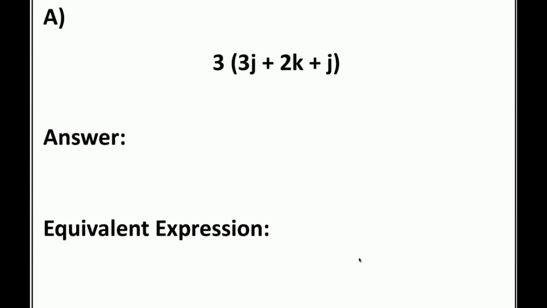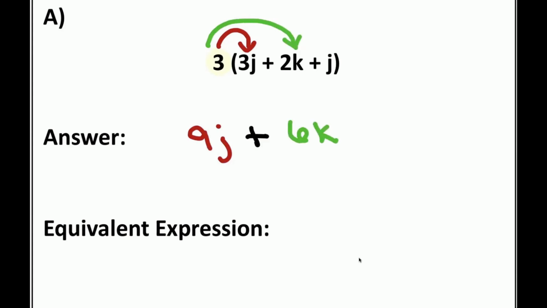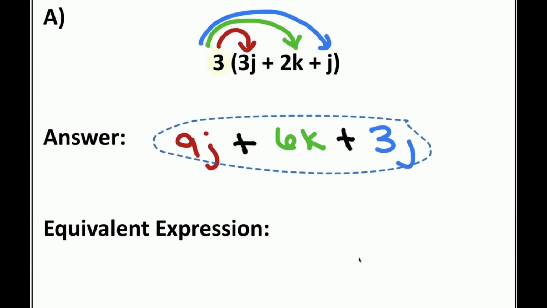Our coefficient is 3, so we're going to multiply this 3 times each number on the inside of our parentheses. I'll start by doing 3 times 3j, which is 9j. Bring down the plus, make sure you're writing with me. 3 times 2k is 6k. Bring down the plus. And 3 times j is 3j. So that's our first answer after we distribute.